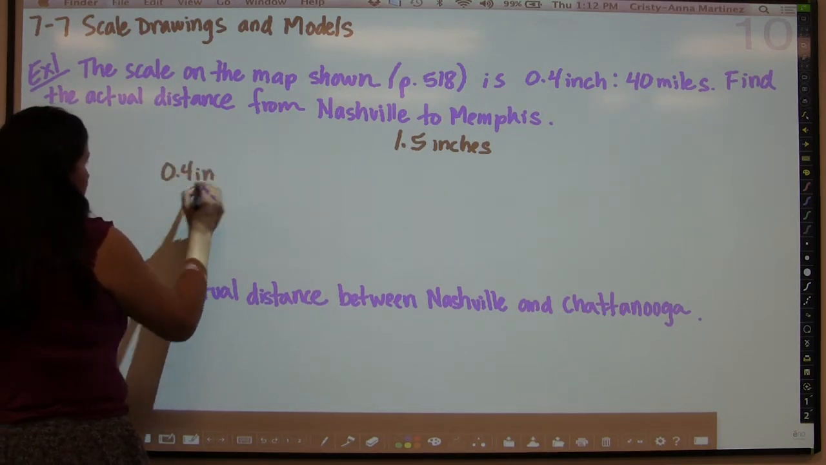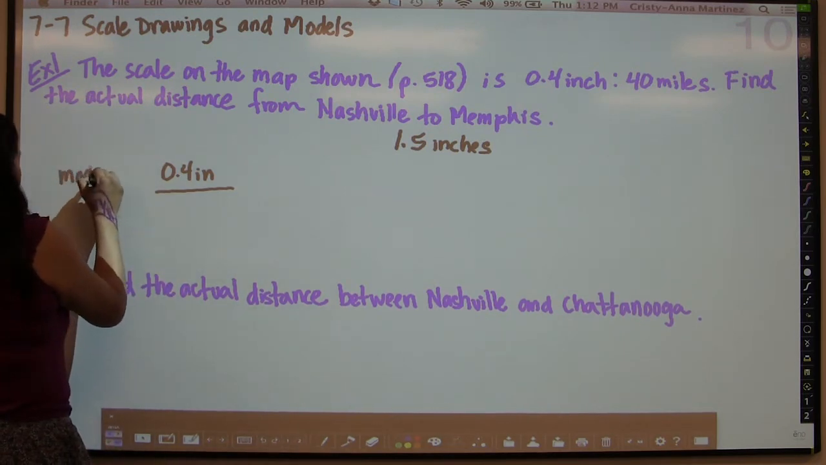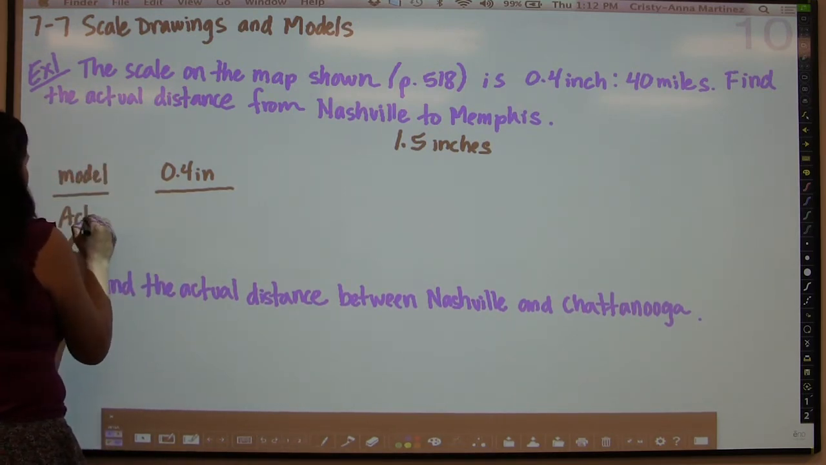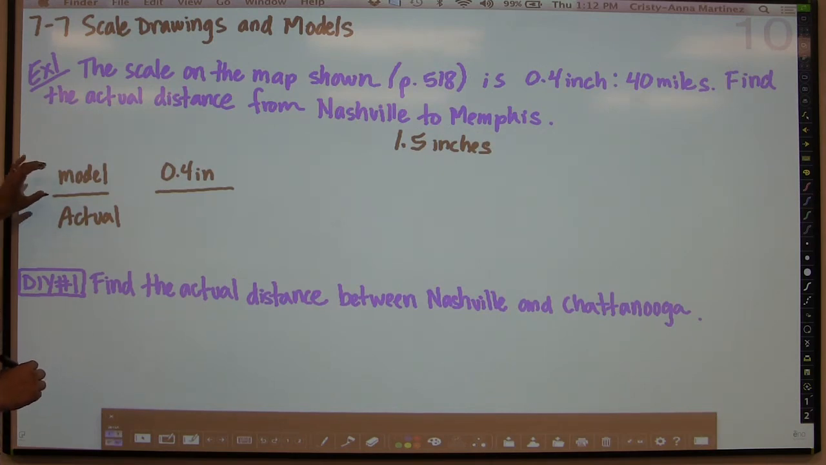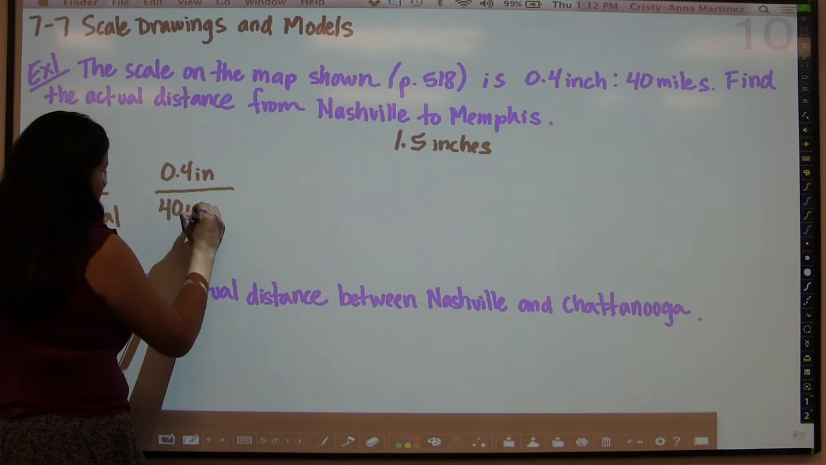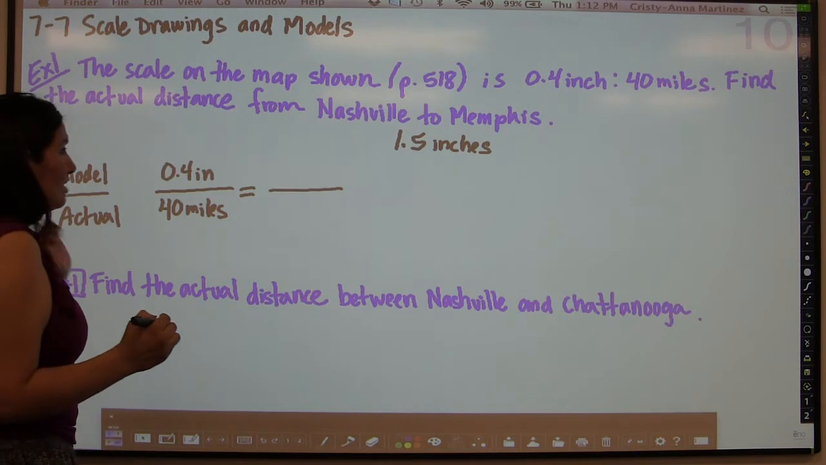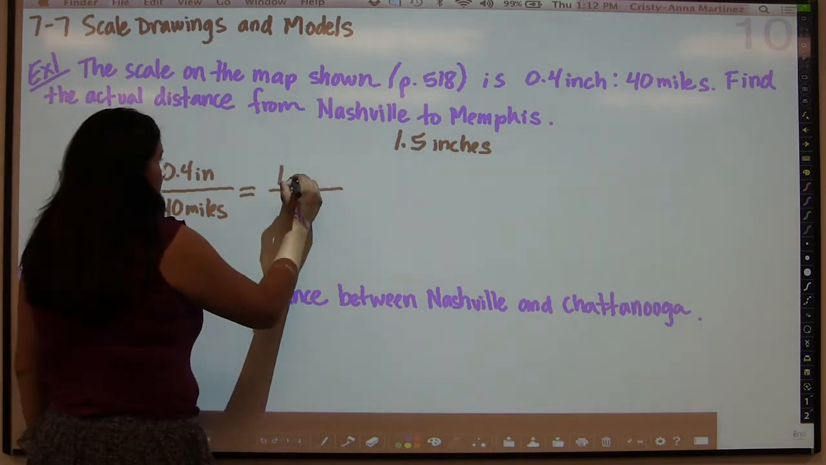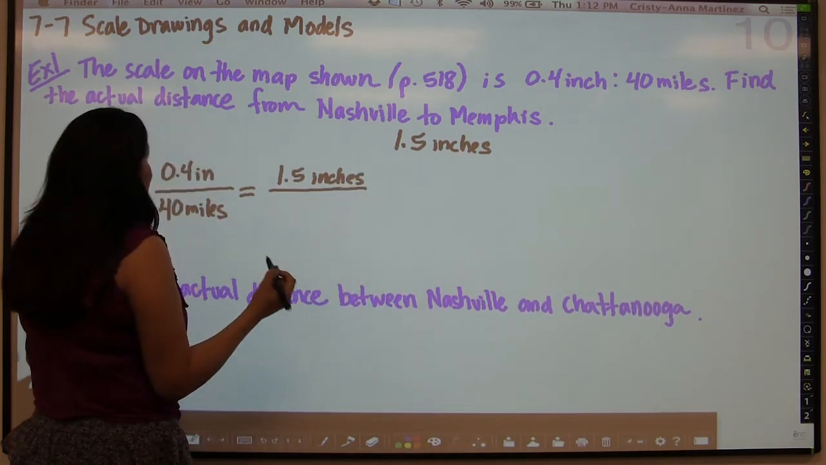0.4 inches is basically, the way I like to think of it, model versus actual. It doesn't really matter whether you put model on top or actual on top, as long as you stay consistent. In this case, I'm going to go from model to actual. So in the model, you have 0.4 inches, but in actuality, it's 40 miles, according to the information given. And then you equate that to the ratio of what we measured on the map, which is 1.5 inches. So this is the model, represents 1.5 inches, and then what we're looking for is the actual distance.